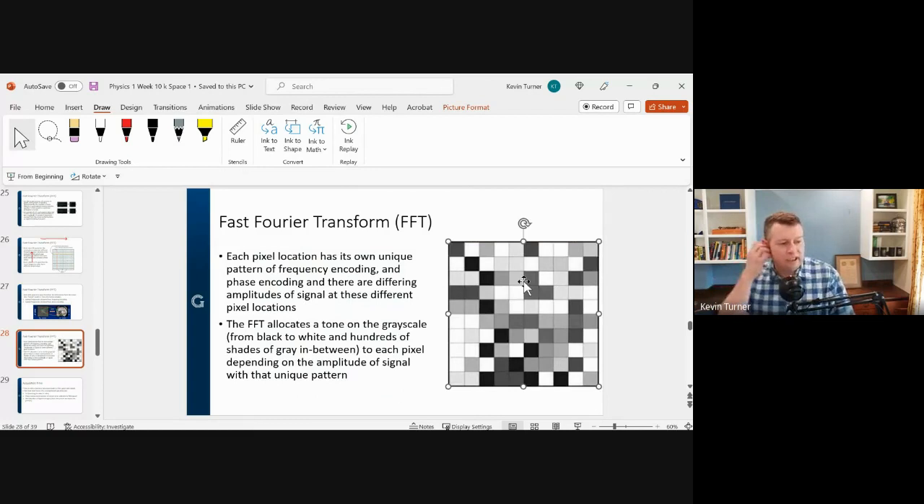Okay. So each pixel location has its own unique pattern of frequency encoding and phase encoding, and there are differing amplitudes of signal at each of these differing pixel locations. The FFT allocates a tone on the grayscale from black to white and hundreds of shades of gray in between to each pixel, depending on the amplitude of signal within the unique pattern.